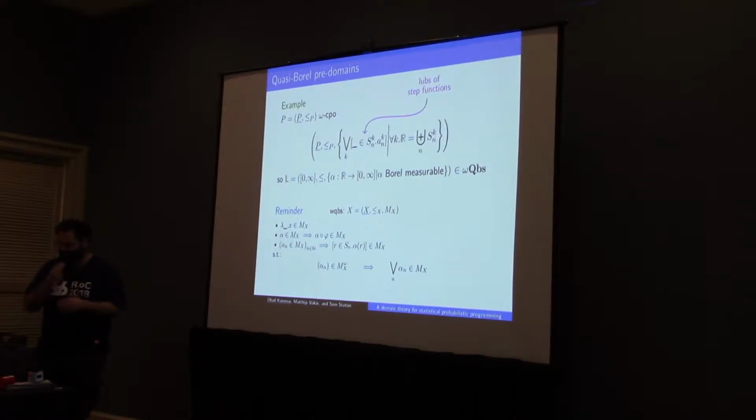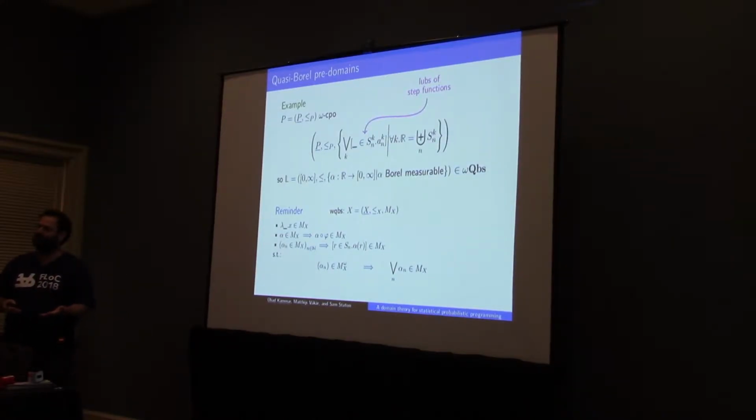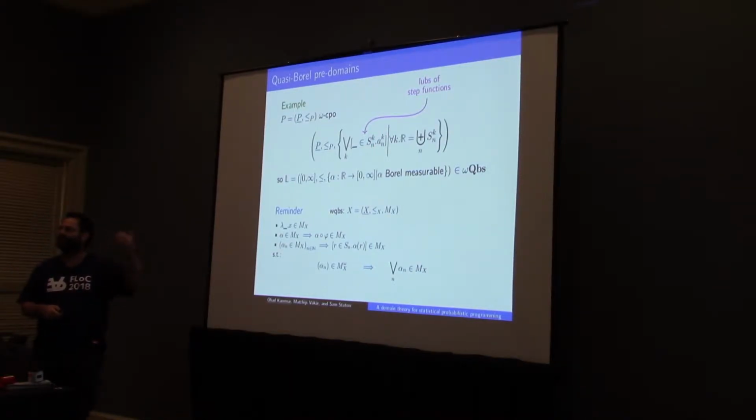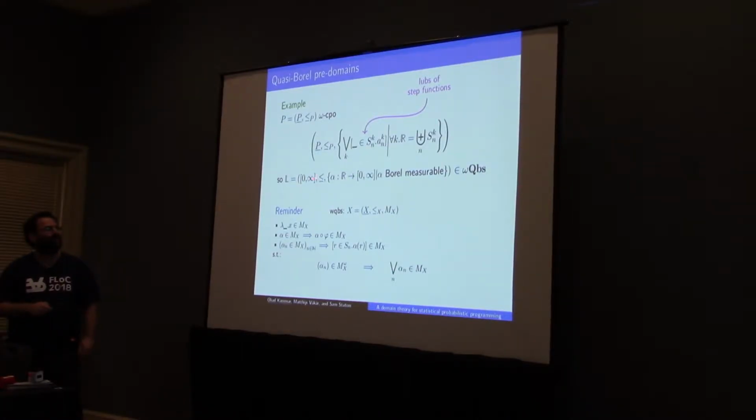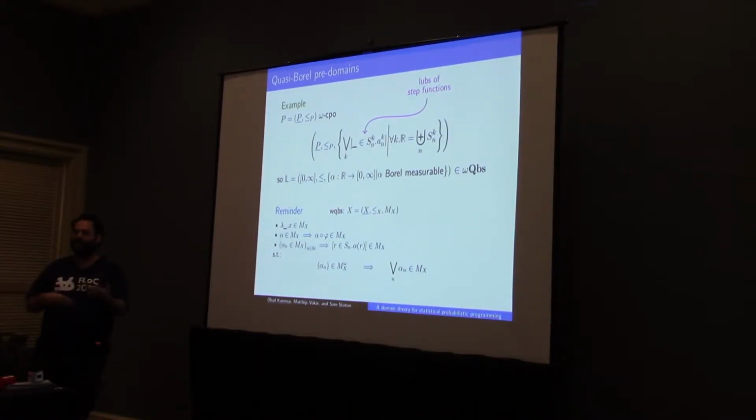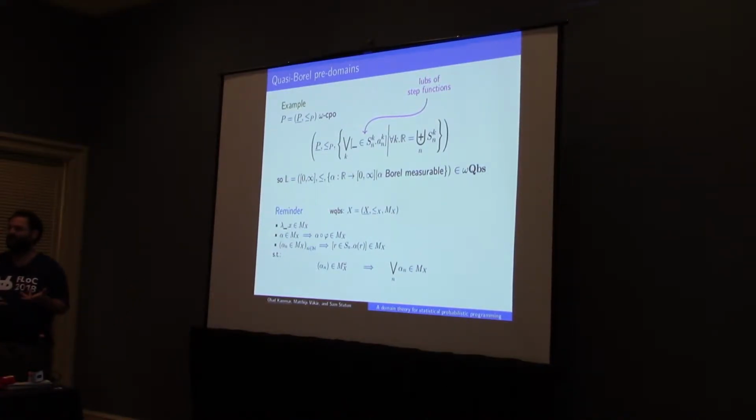Let's look at another example. If I have an omega CPO, what I can do is take the lubs of step functions, and that also gives me an omega QBS. In fact, if I look at the non-negative extended real line with the natural linear order, 0 is less than 1, less than 2, everything in between, and I do this operation, what I get is all the measurable functions, because every measurable function can be approximated by countable lubs of step functions. That's one of the definitions of a measurable function.